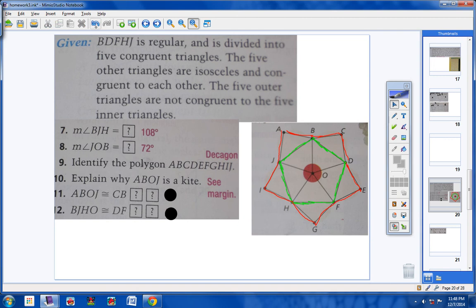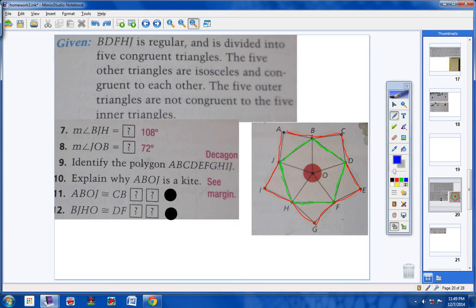Okay, moving on to number 10. How do we know that ABOJ is a kite? ABOJ, okay, right here. Here's A, B, O, J. How do I know that's a kite? Because look right here, guys. The 5 outer triangles are not congruent to the 5 inner triangles. That means this triangle here is not congruent to this triangle here. Yet we know that this side here is congruent to this side here, and this side here is congruent to this side here. Now I know we've not covered kites yet, so don't worry about that, but I still want to answer the question for you, okay? Alright, moving on to this.